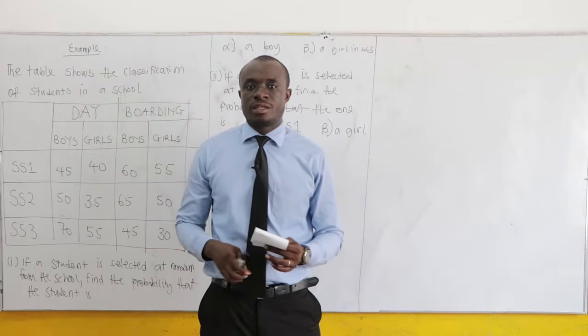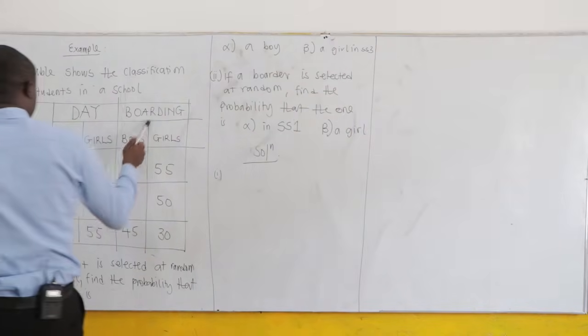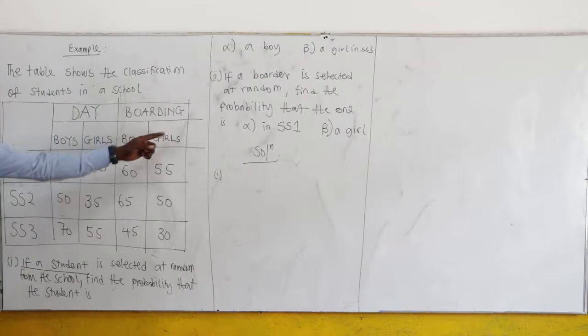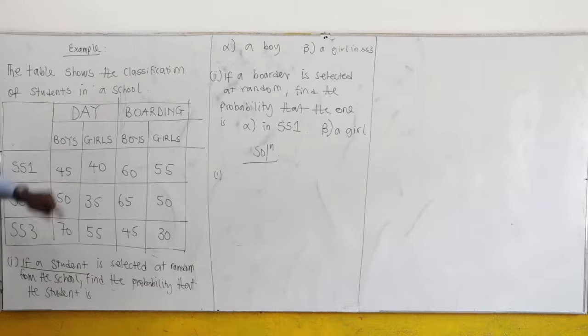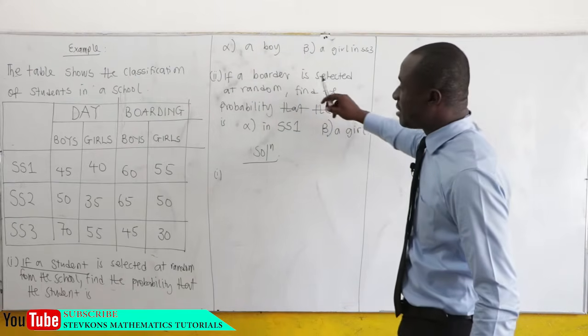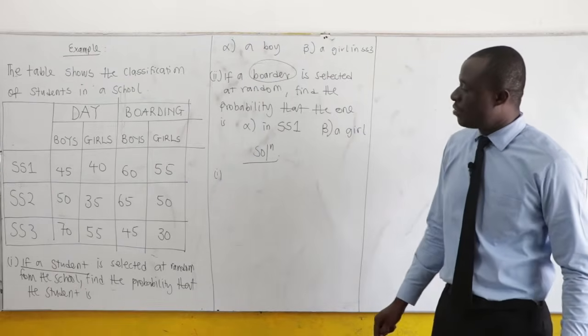Now let's consider this particular example. The table shows the classification of students in the school. We have day and boarding, boys, girls, SHS1, SHS2, SHS3. The first one is, if a student is selected at random from the school, find the probability that the student is a boy. So we have the day student and then the boarding student. That is everybody. The sample space will be everything, both the day and boarding students.